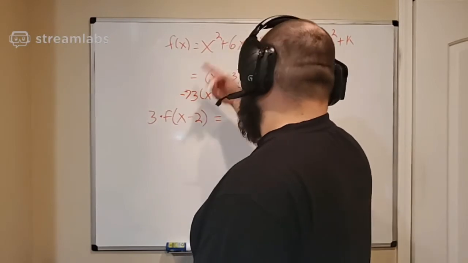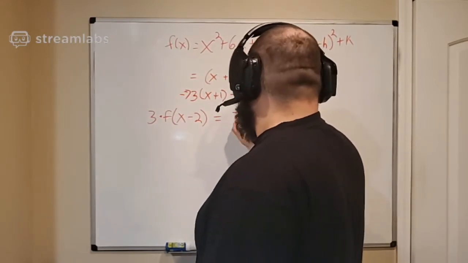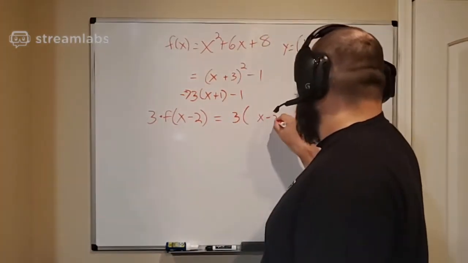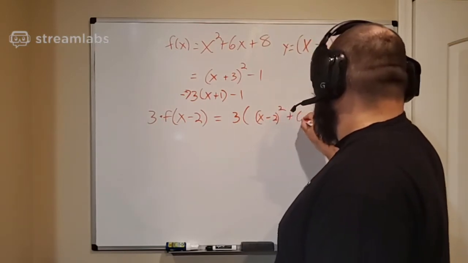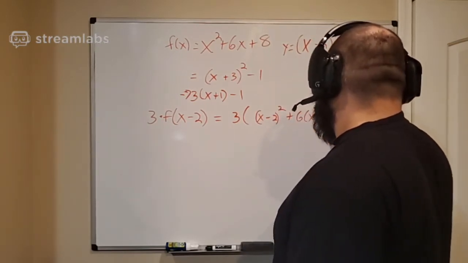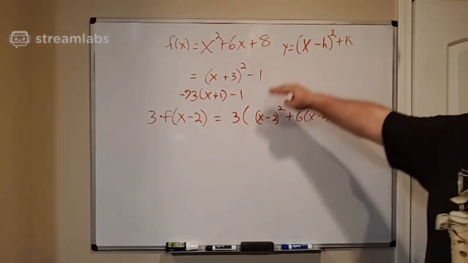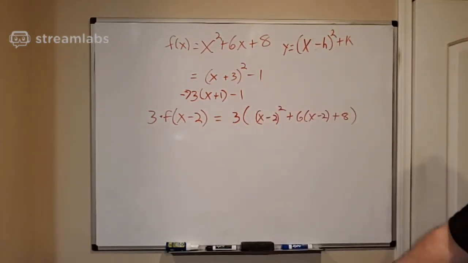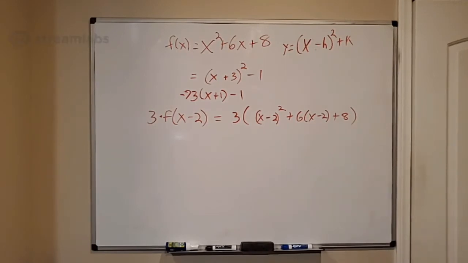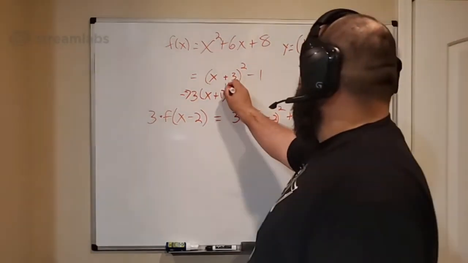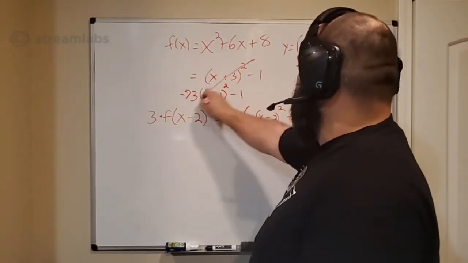That's 3 times x minus 2 squared plus 6 times x minus 2 plus 8. So you can do it one of 2 ways. You should get the same answer either way. Oop, I forgot my square. But don't do it this way. It'll be harder. This way is actually easier. I didn't even think about that until I started doing the problem.